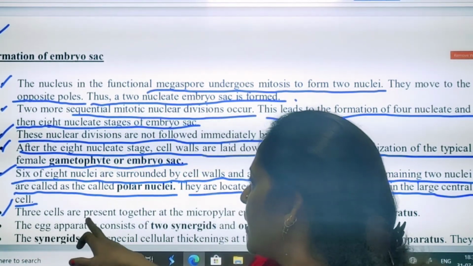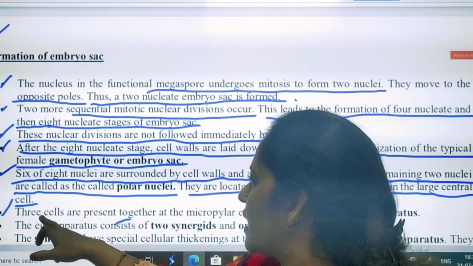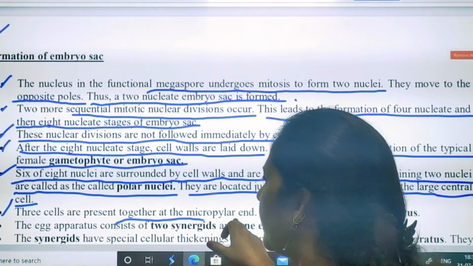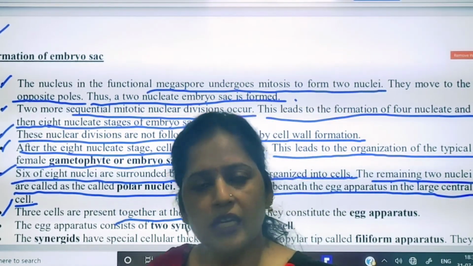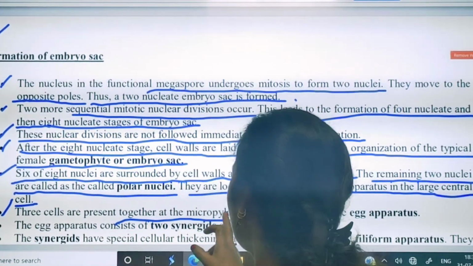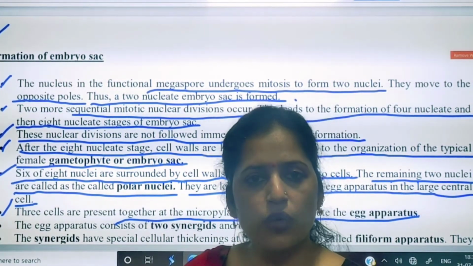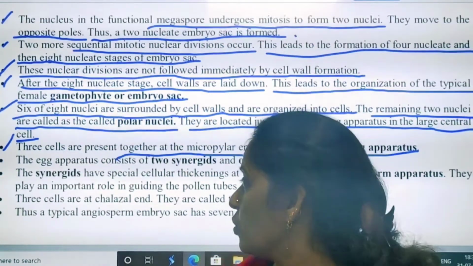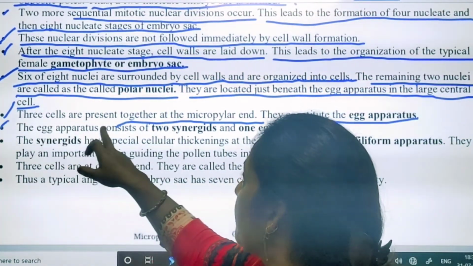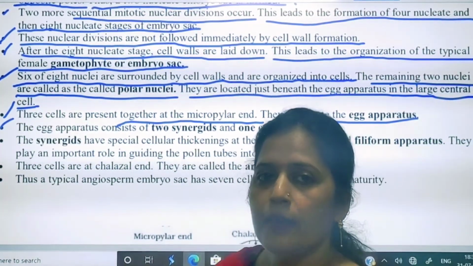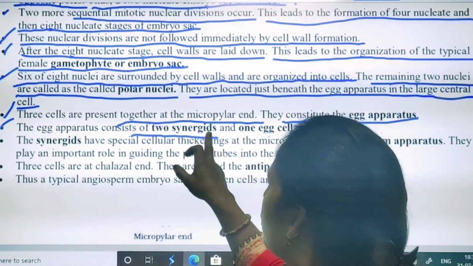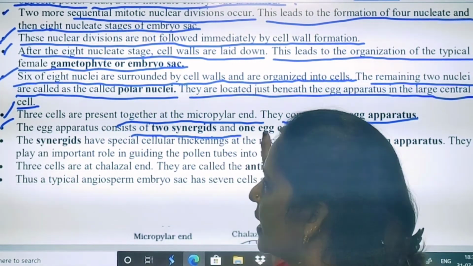3 cells are present together at the micropylar end. They constitute the egg apparatus. The egg apparatus consists of 2 synergids and one egg cell.